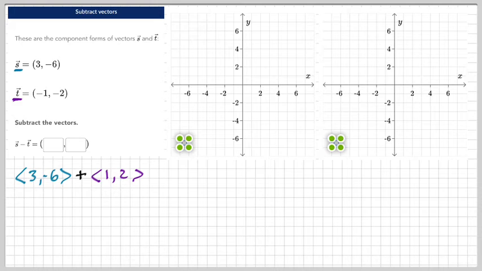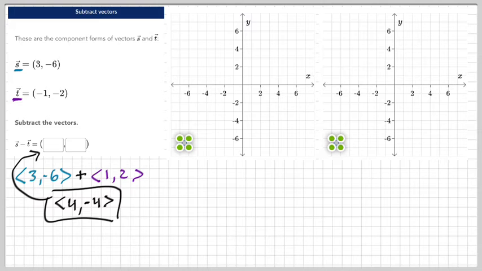Okay, now when I add them together, I go 3 and 1 is 4, and then negative 6 and 2 is negative 4. Pretty simple, right? I know how to subtract. Okay, now let's do this stuff. I'm going to do it two ways again. I'm going to do the pathway way, and I'm going to do the parallelogram way.